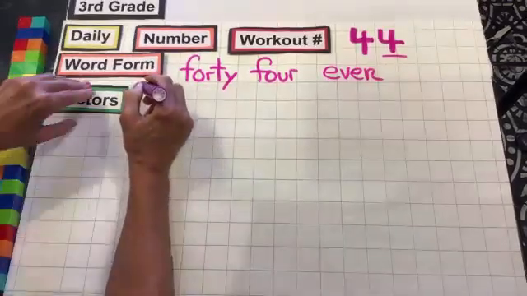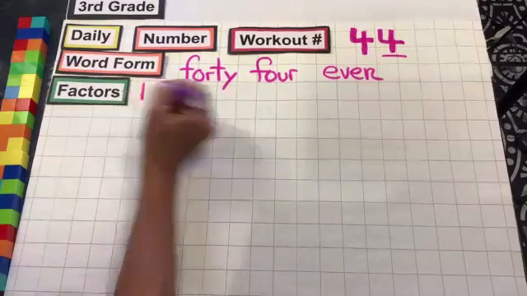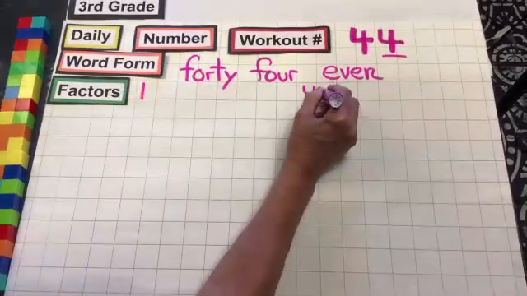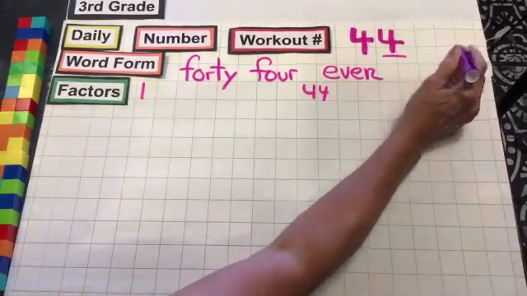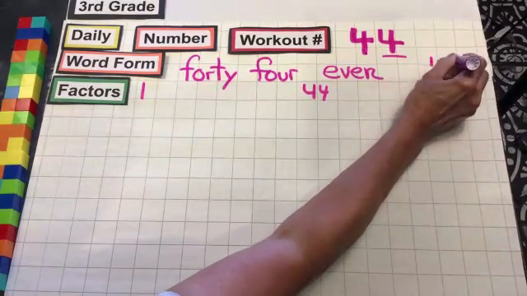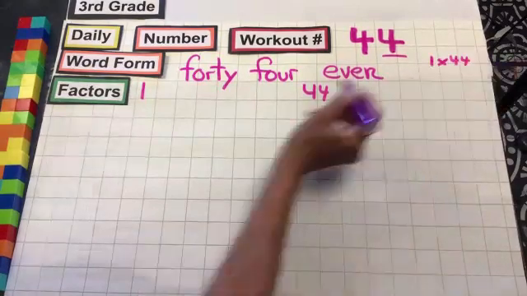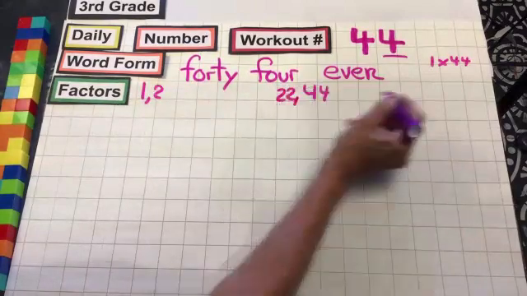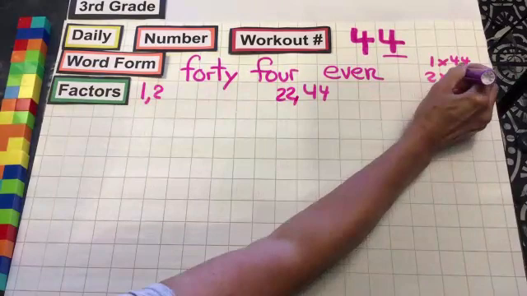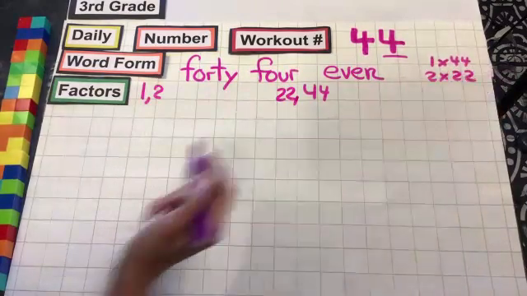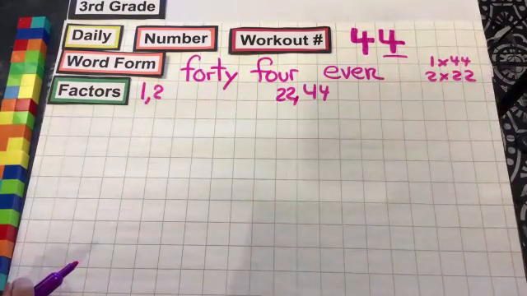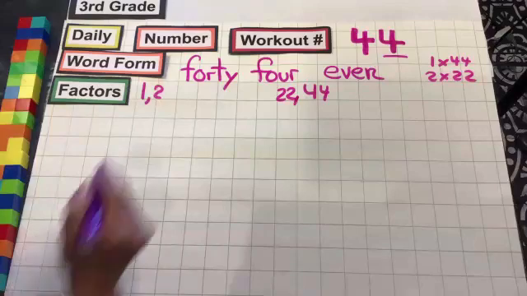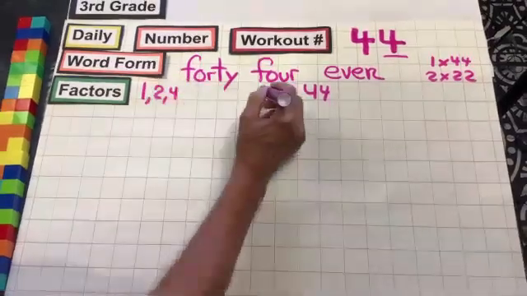So we know 1 times 44 equals 44. So I'm going to put that up here. 1 times 44. 2 goes in because it's even. 2 times 22. 3, does 3 go in? No, it does not. Does 4 go in? Absolutely. 4 times 11.